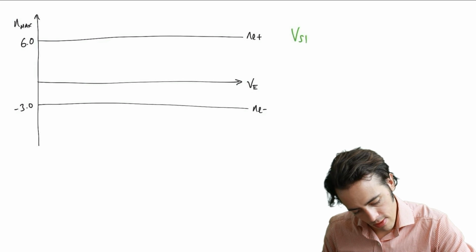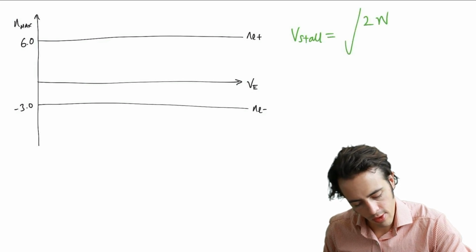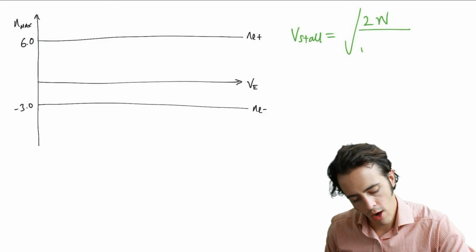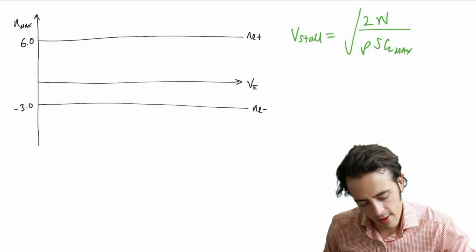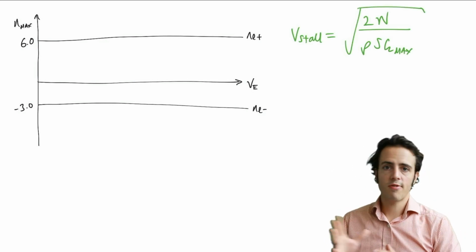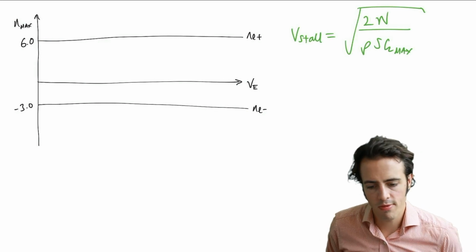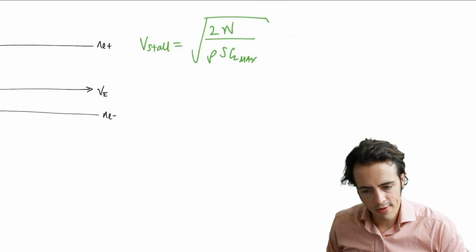So V stall is equal to the square root of 2 times the weight divided by rho S CL max. Okay, so that's our stall speed as defined in terms of our maximum lift coefficient for our aircraft. So we can then rearrange this to get the lift that's being produced.